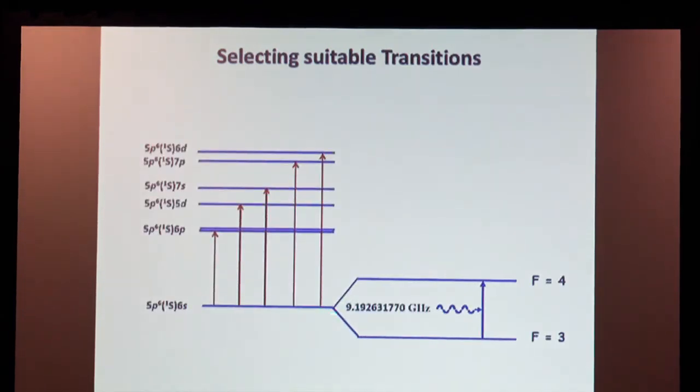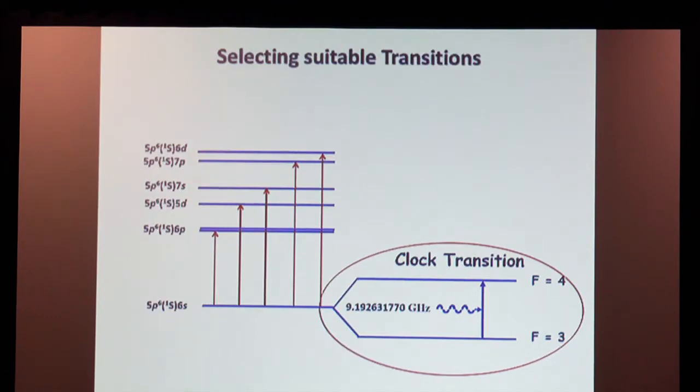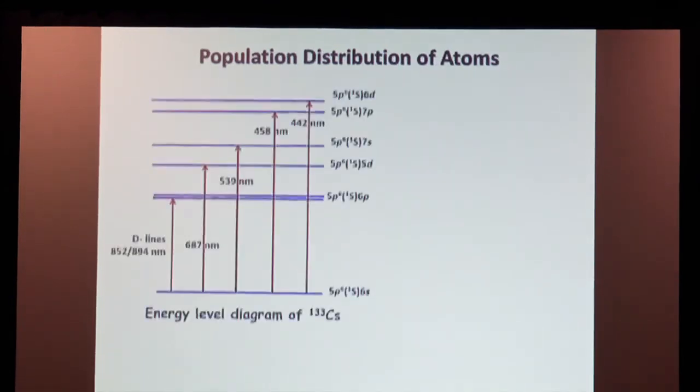So basically, the ground state splits into two states which are very close to each other, and the difference corresponds to microwaves. And in the 1950s, thanks to the Second World War, there was a lot of development in microwaves. So microwave technology was very easy to handle with the available technology at that time. So this was what was used as a clock transition in the first cesium clocks, and it has continued till today.